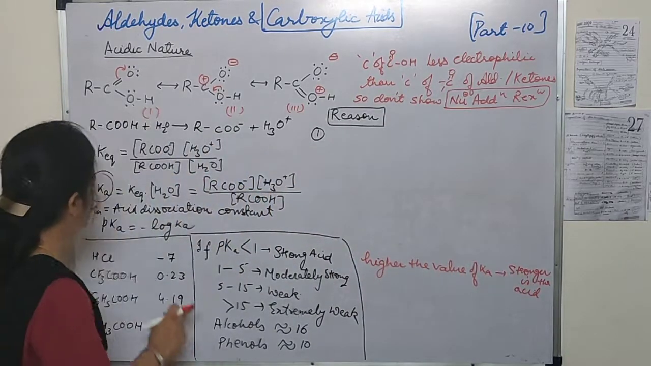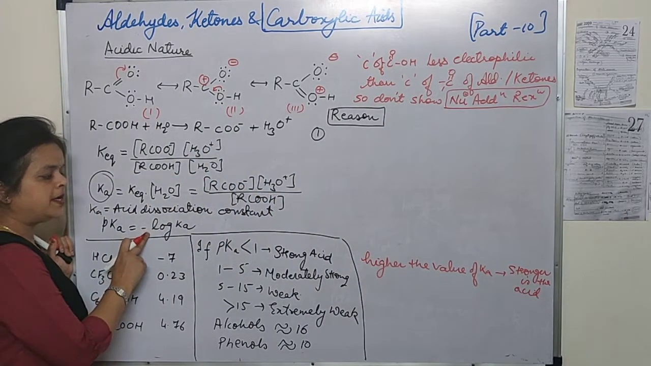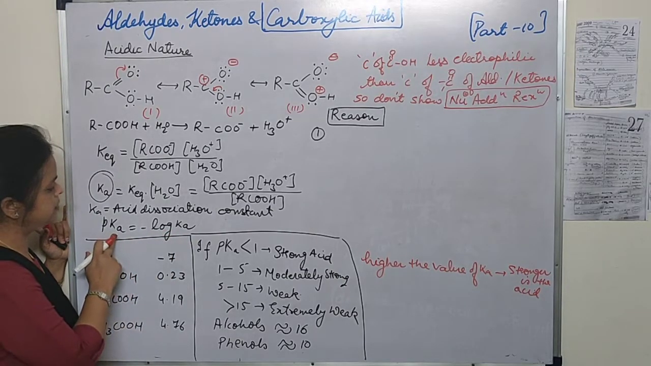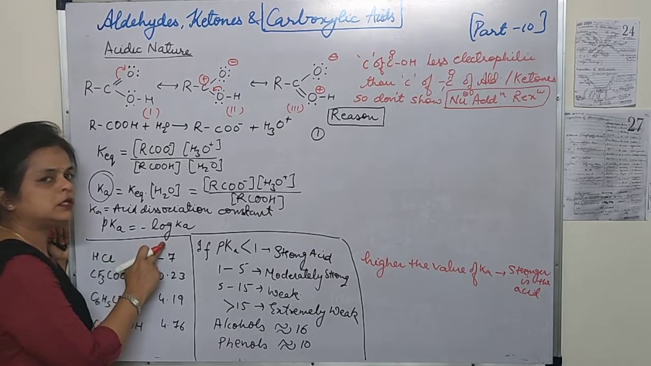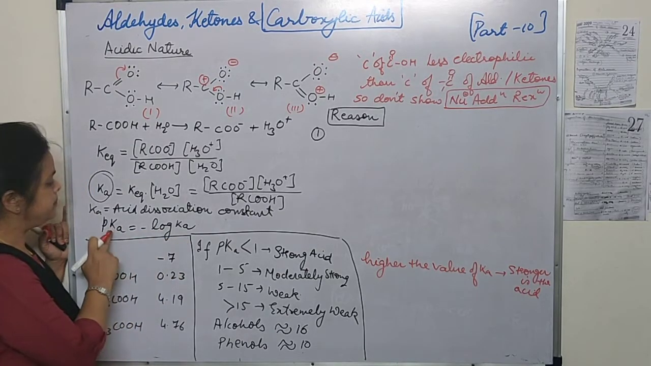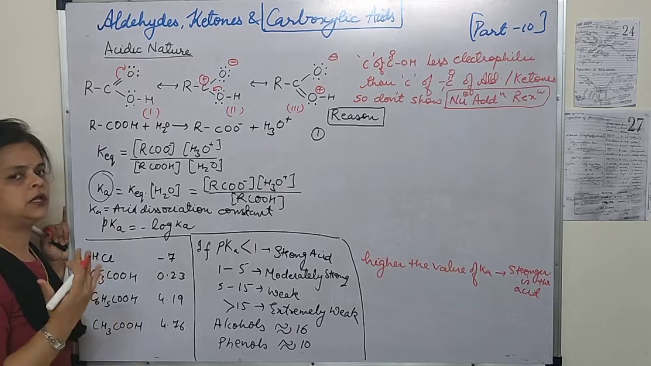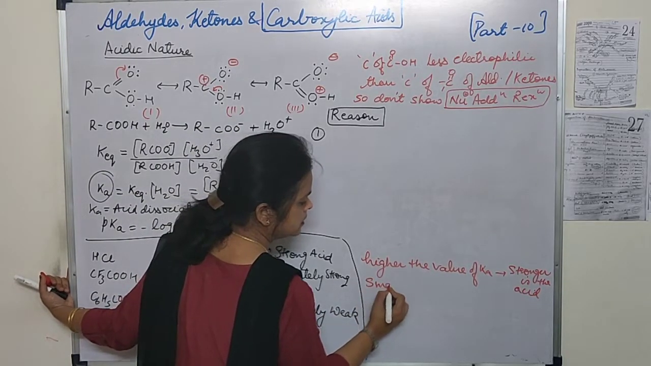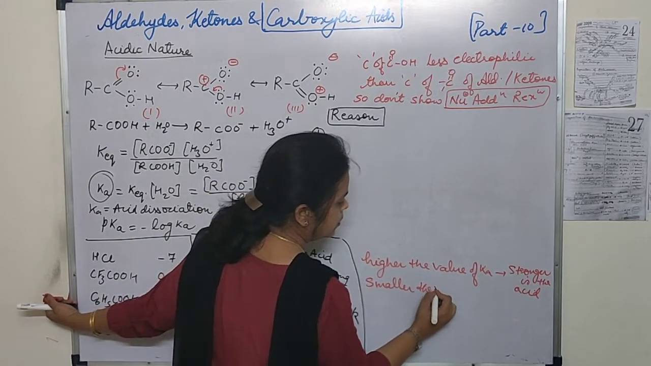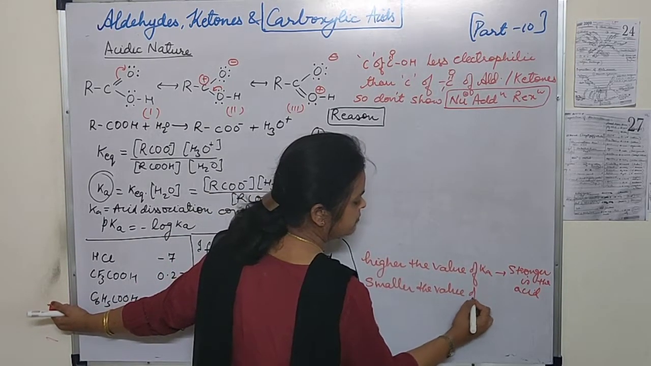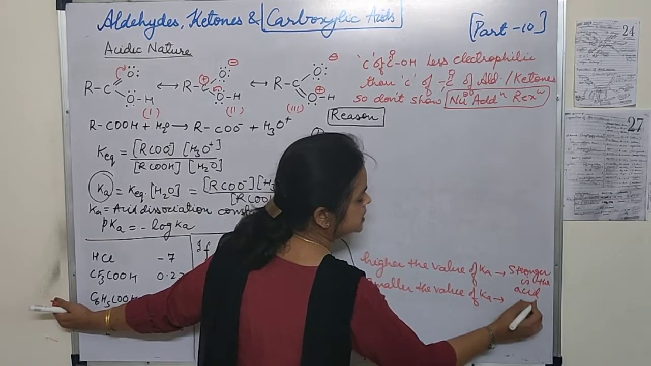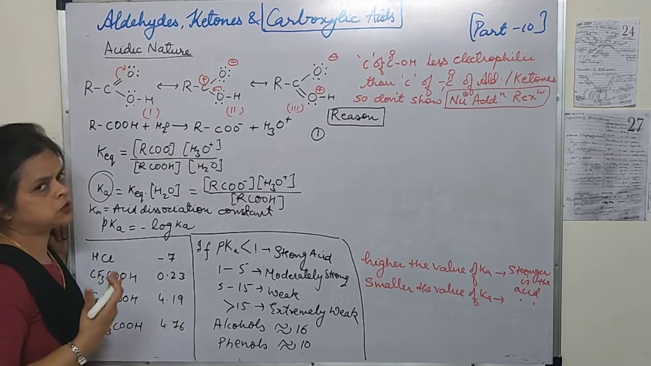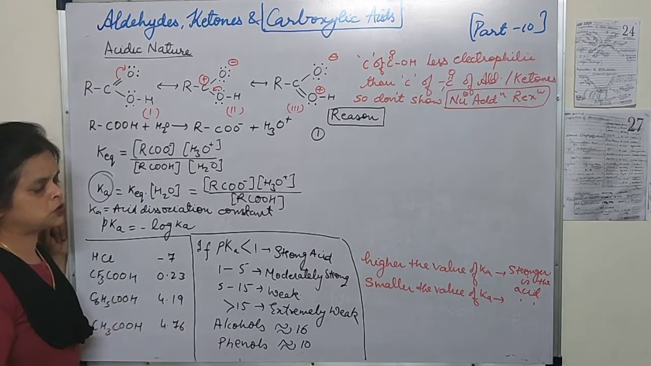And we also know pKa is minus log K. In class 11 in chemical equilibrium we had discussed what pKa is. It is the negative logarithm of K. That means the lower the value of pKa, the stronger the acid. So here we will write: smaller the value of pKa, stronger is the acid. That means the lower the value of pKa, the stronger the acid, and the higher the value of K, the stronger the acid.